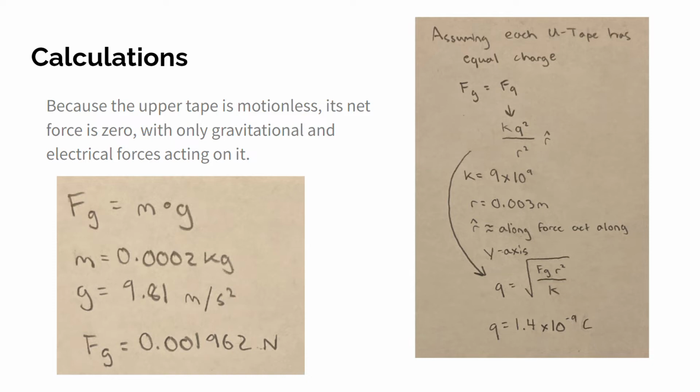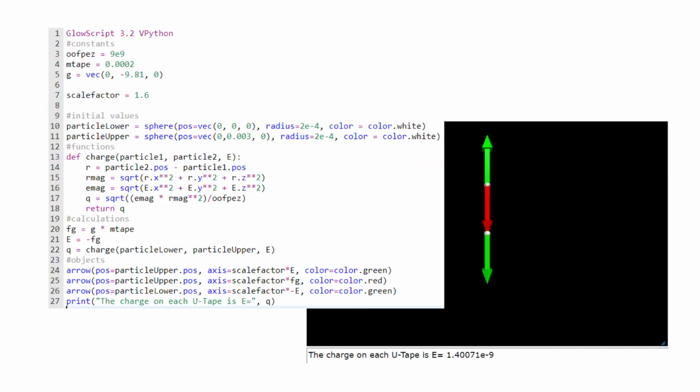The force of gravity is equal to mass times g, g being the gravitational constant, 9.81, and we get that our gravitational force is 0.001962 newtons. We set this equal to our electrical force, and we are assuming for the purposes of this experiment that each tape has an equal charge because they were charged in about the same fashion. So Q squared is a variable in the electric force equation along with K, and they're both over R squared. Solving for Q, we get that Q is equal to 1.4 times 10 to the negative 9 coulombs.